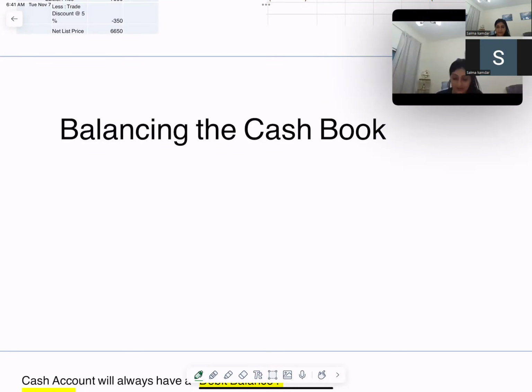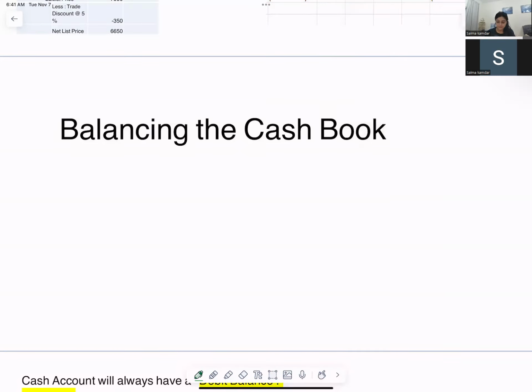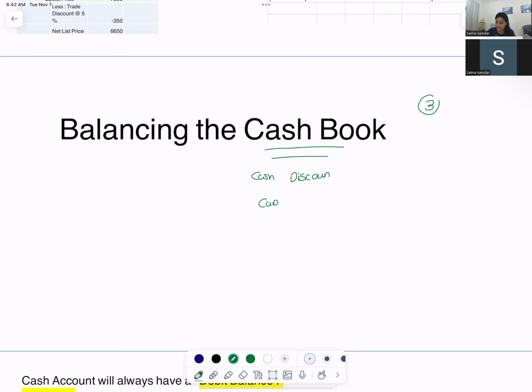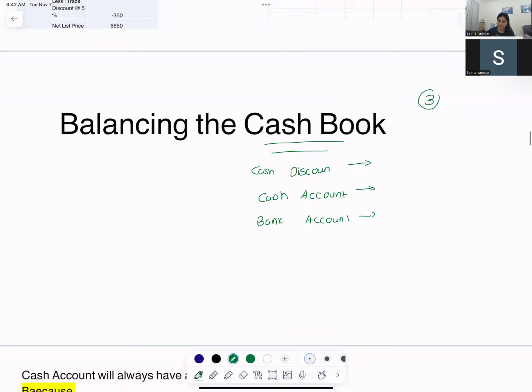Okay, so we are talking about balancing the cash book. Now you need to understand over here that when you're balancing the cash book, you need to know that the cash book has three accounts. The first account is of the discount, that is the cash discount. Second account which the cash book has is the cash account. And third account that a cash book has is a bank account. You need to balance 1, 2, and 3 accounts in the cash book.